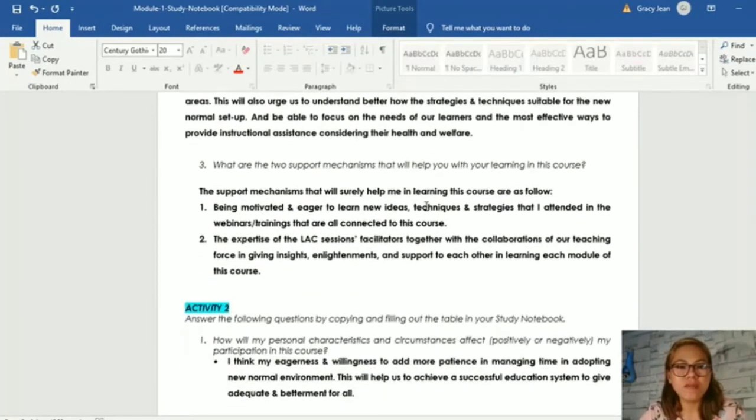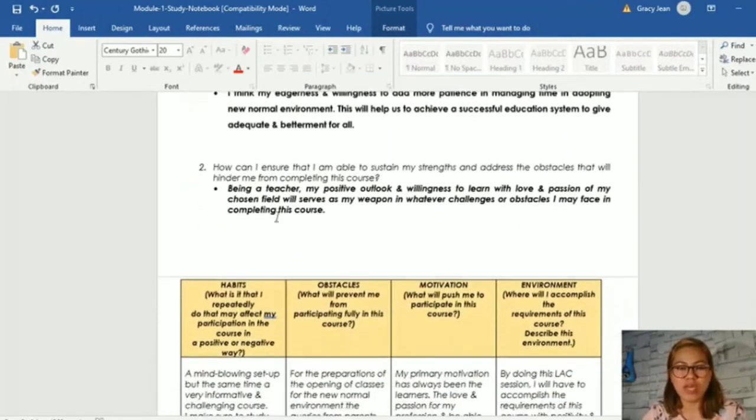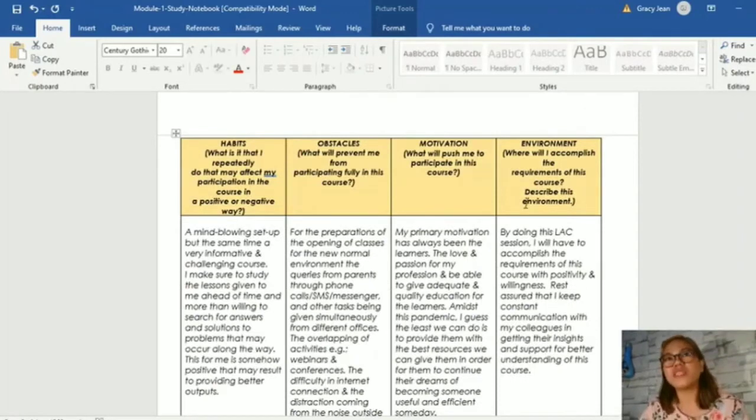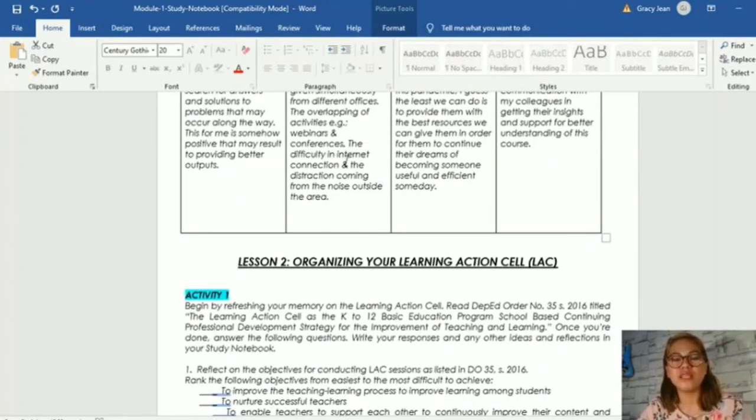Okay. So, going back, ito po, activity 2, answer the following question by copying and filling out the table in your study notebook. So, ito po. Actually, you need to answer in module 1 more on in your personal insight. Galing, of course, sa inyo, because we teachers, what we want is to continue the education for us to give a quality education to our learners. And aside from that, we need also to continue education. It is because needed talaga education. So we need also to continue the love and passion.